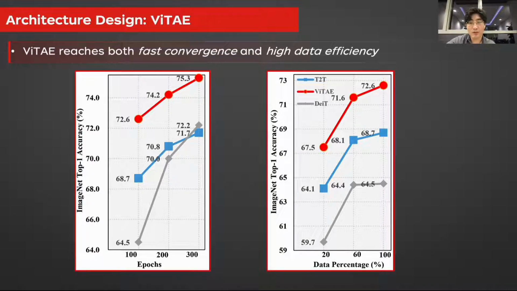Then, we studied the training efficiency of the proposed ViTAE model by training for 100, 200, and 300 epochs with all the training data from ImageNet. It can be observed that the ViTAE model trained for 100 epochs beats T2T-ViT and DeiT trained for 300 epochs. It can be concluded that ViTAE is much more data and training efficient with explicitly introduced inductive bias.